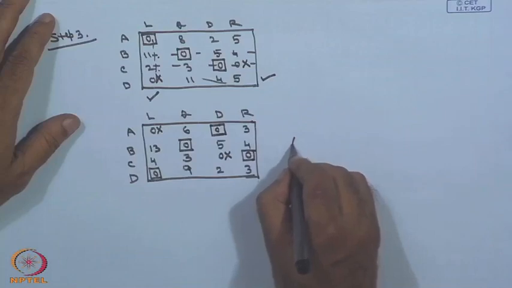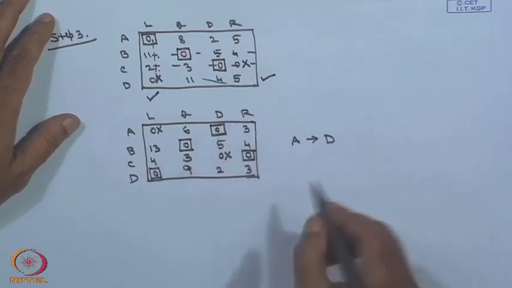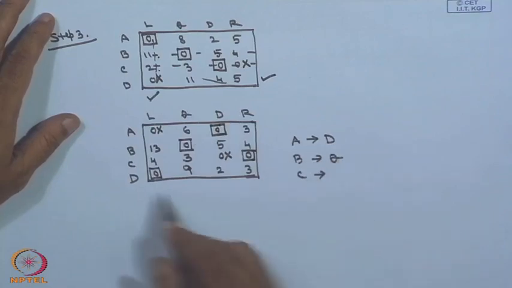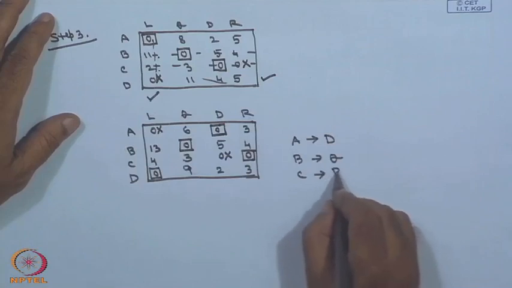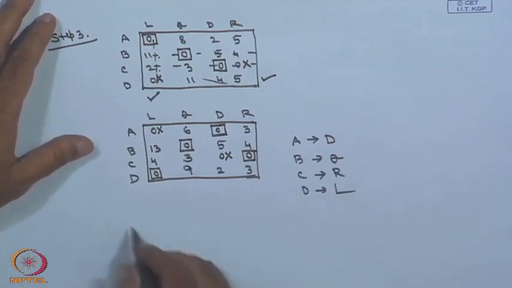Therefore, you can say that A to D, B to Q, C to R and D to L. So, the mechanism is clear.